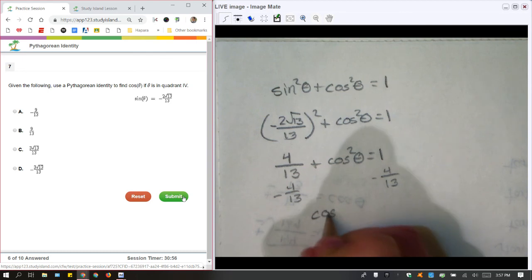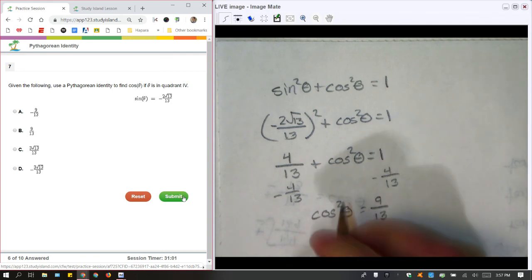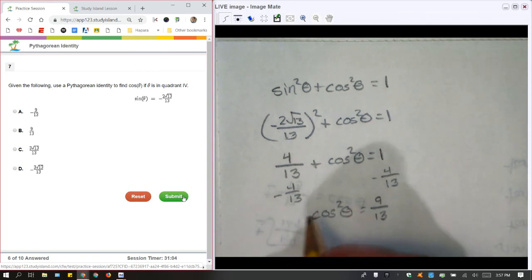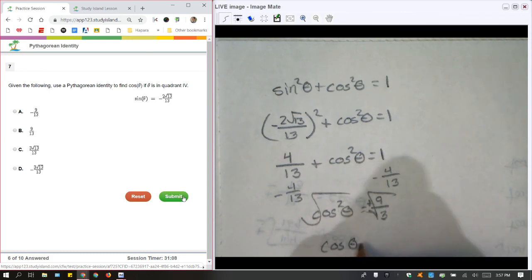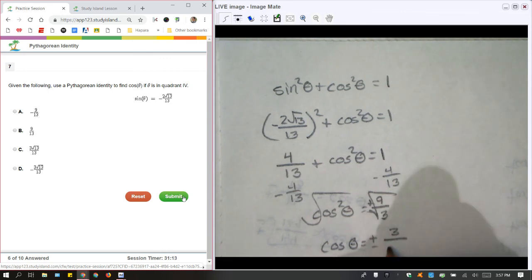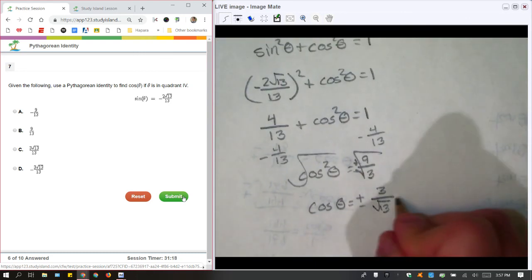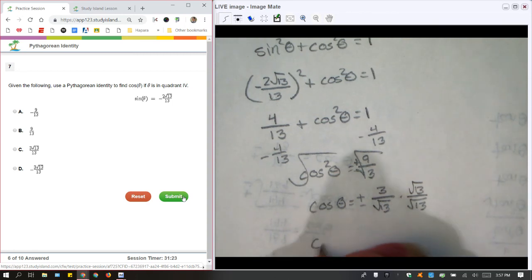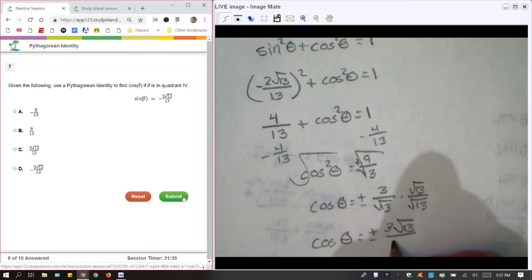So the cosine of theta squared is 9/13, which means that if I take the square root of both sides, I get cosine of theta is equal to the square root of 9, which is 3, divided by the square root of 13. Now I go ahead and multiply by root 13 over root 13, and I get that the cosine of theta is equal to positive or negative 3 root 13 over 13.